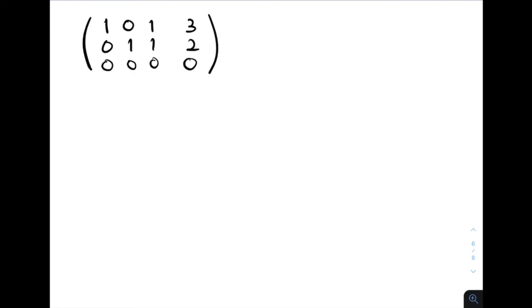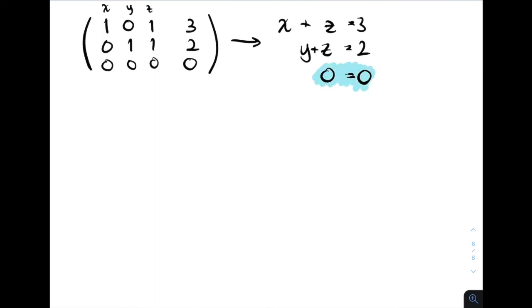As another example of a redundant system, and again we know that it's redundant if we translate as a system, we get x plus z equals 3, y plus z equals 2, and 0 equals 0. Again, this 0 equals 0 tells us the system is redundant.